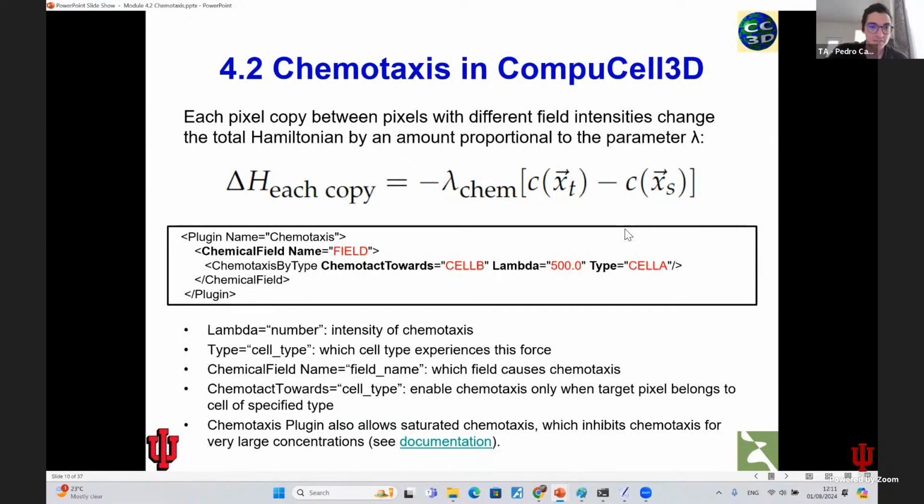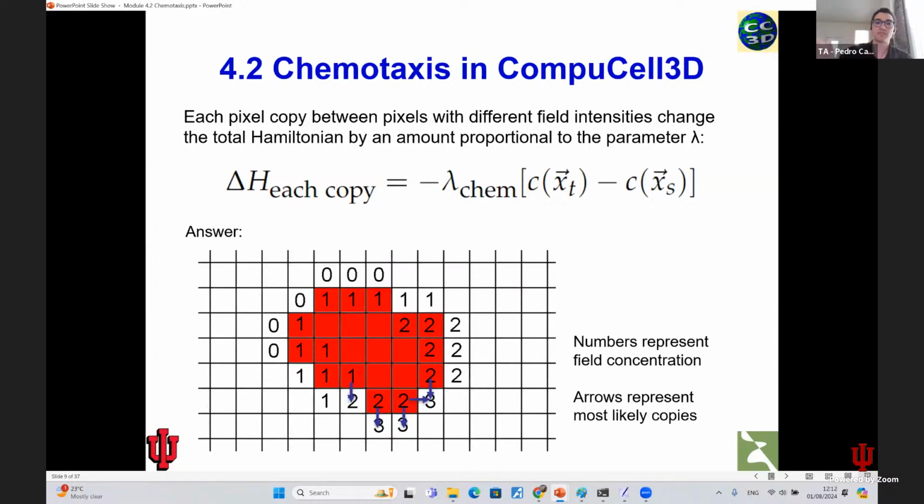Okay, so I think we covered more or less how this works. You have a gradient and pixel copies will be made in the direction of the gradient. And you can also set a negative lambda chemotaxis. If you set a negative lambda chemotaxis, then these arrows would be inverted and the cell would preferentially migrate towards this 1 to 0 direction here. So some cells migrate up gradient of something and other cells can migrate down gradient of something.